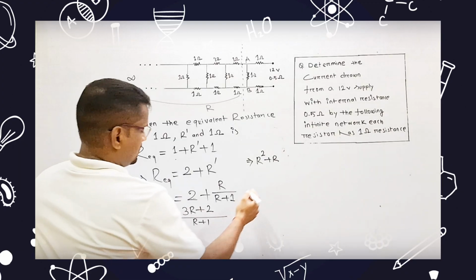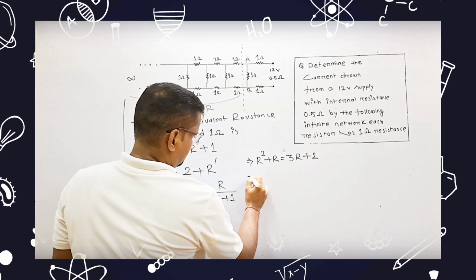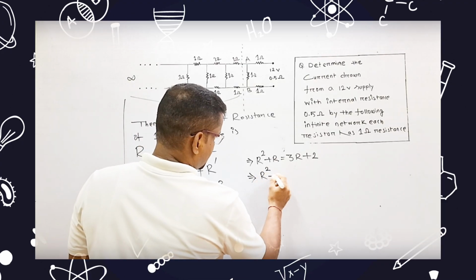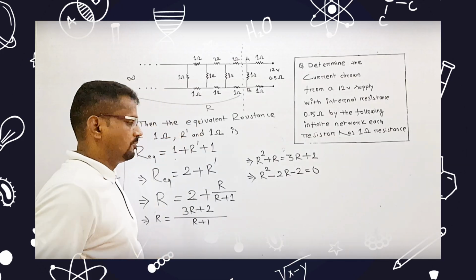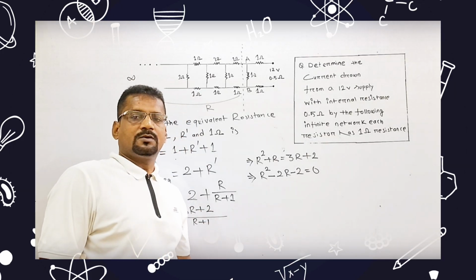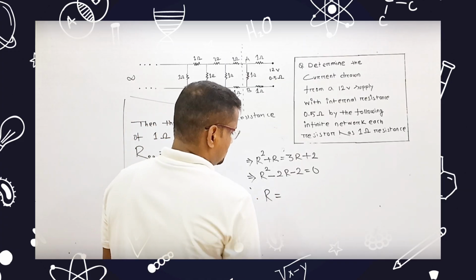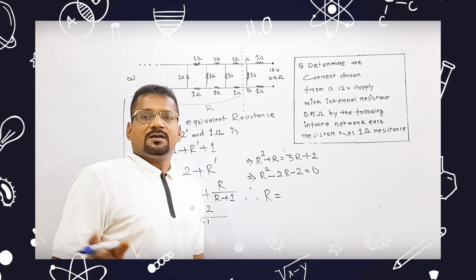R square plus R equal to 3R plus 2 implies R square minus 2R minus 2 equal to 0, which is a quadratic equation in R. And the quadratic formula to solve the quadratic equation is known to you. So by that formula you can say R equal to minus b plus minus root over b square minus 4ac divided by twice a.